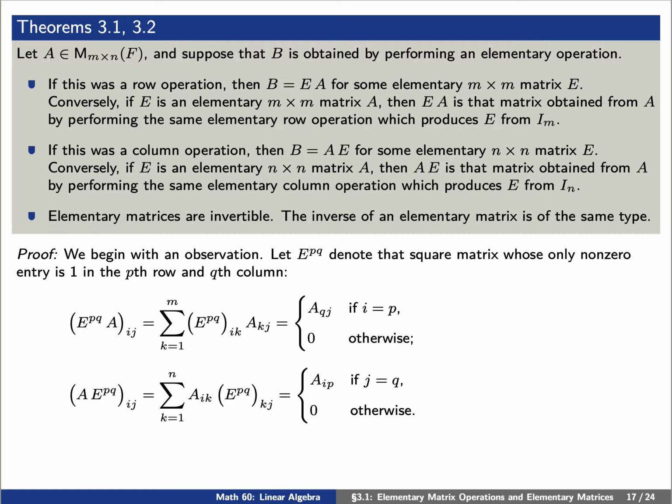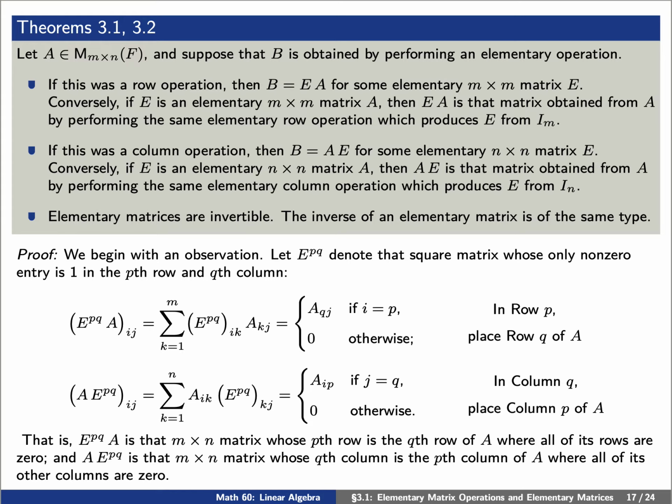Instead of looking at these formulas, we can think of this a bit more intuitively. EPQ times A is that n by n matrix where in row P we'll place row Q of A. All of the other rows of this matrix will be 0. On the other hand, if we were to consider A times EPQ, this is that n by n matrix where in column Q we place column P of A, and all of the other columns are 0.